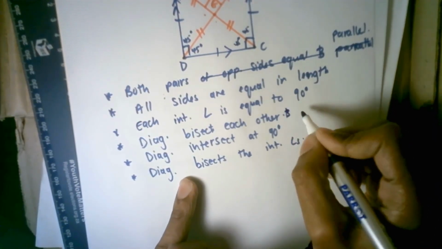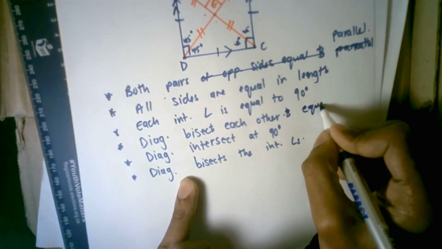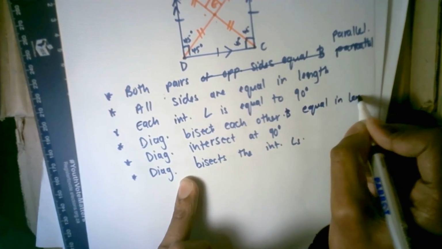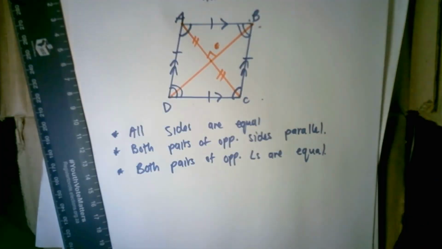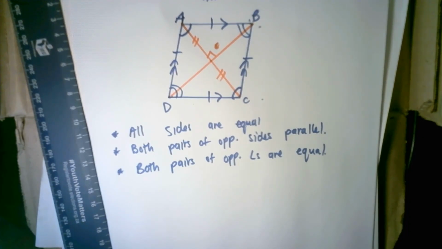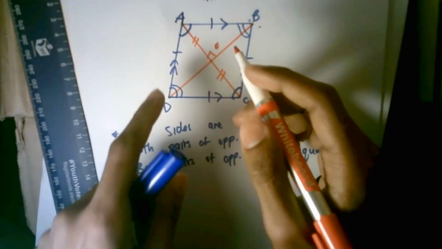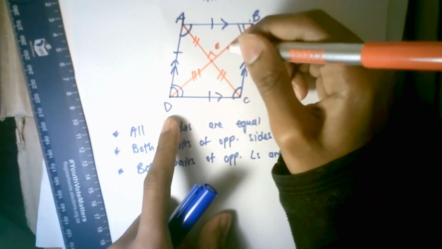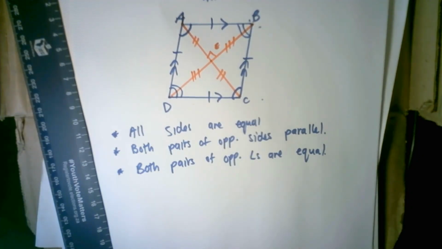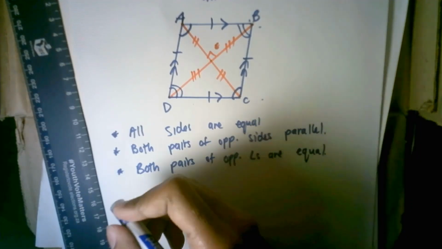They bisect each other and are equal in length. So don't forget, for a square and a rectangle, the diagonals are equal in length. But with the rhombus, the diagonals are not equal in length. So the length of AC will be different to the length of BD, right? The diagonals, yes, they bisect each other, very similar to a parallelogram, but they intersect at 90 degrees as well.